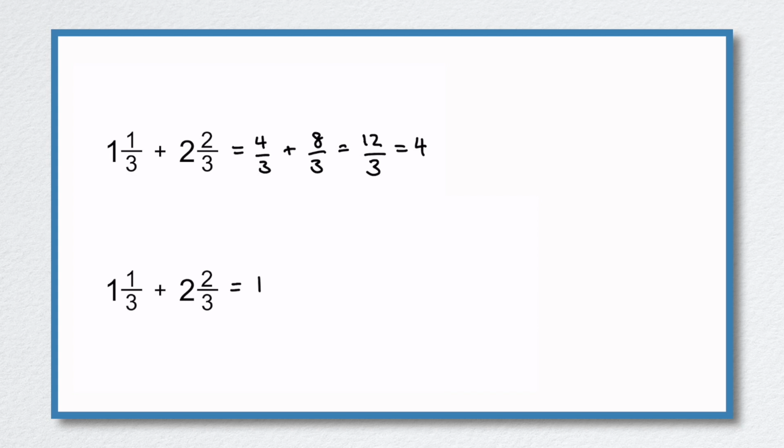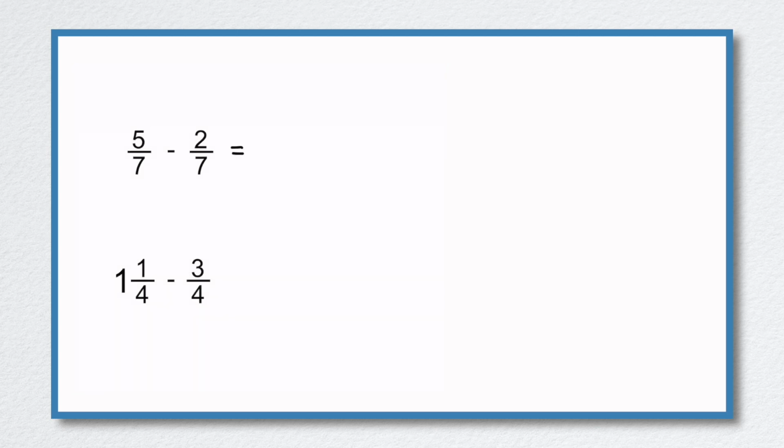An alternative way could be to add the whole numbers together, so add the 1 and the 2 together, and then add the fractions together. So 1 add 2 is equal to 3, 1/3 add 2/3 is equal to 3/3, so we have 3 add 1 is equal to 4. But the problem with this approach is it can get very problematic when dealing with subtractions, whereas this approach we can easily use with subtractions. So let's have a look at some subtraction questions.